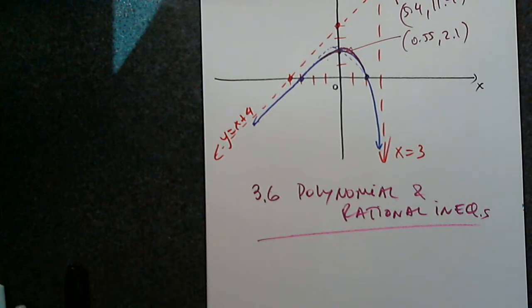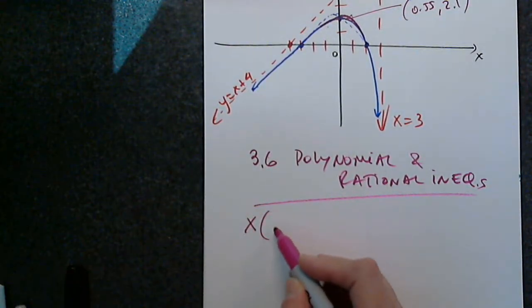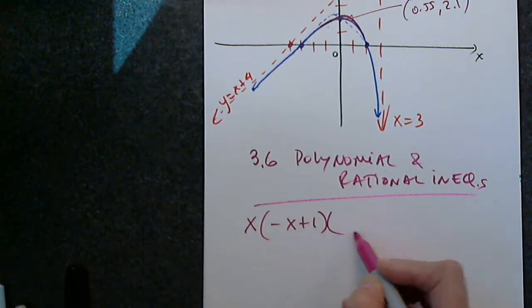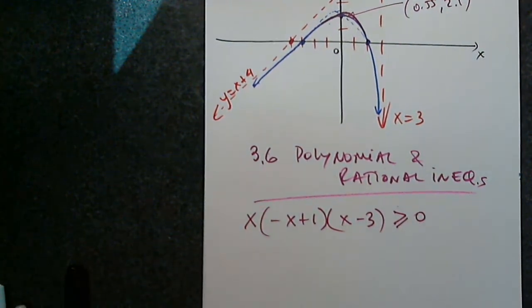Let me show a couple of examples. Let's say we have x times negative x plus 1 times x minus 3, greater than or equal to 0. And now the question is, what type of inequality is this? It's clearly an inequality, right? So what will it be?